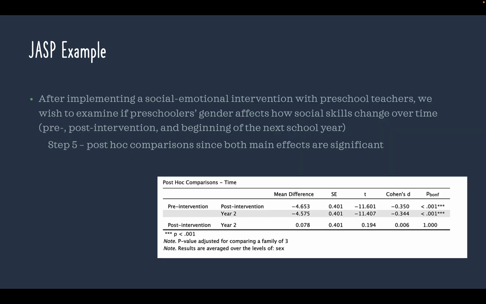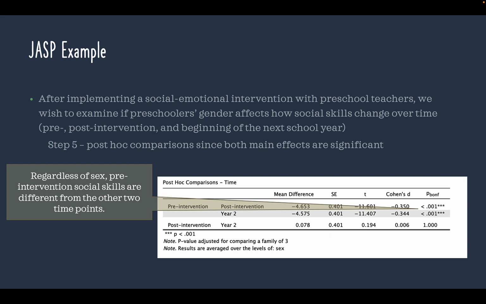All right, looking at the output for the post hoc comparisons on time, we see that we've got significant p-values between pre and post and between pre and year 2. So regardless of sex, pre-intervention social skills are different. They're actually lower from the other 2 time points.